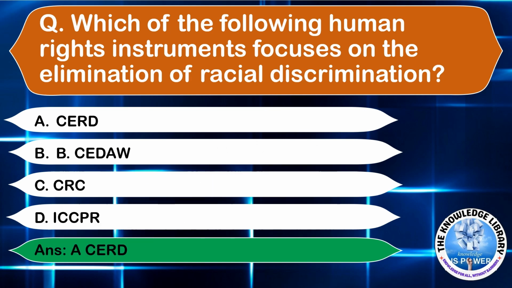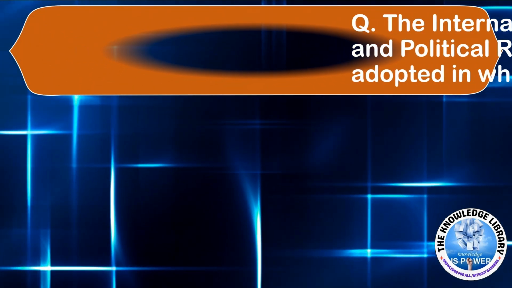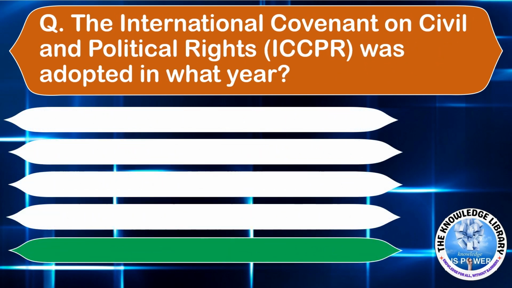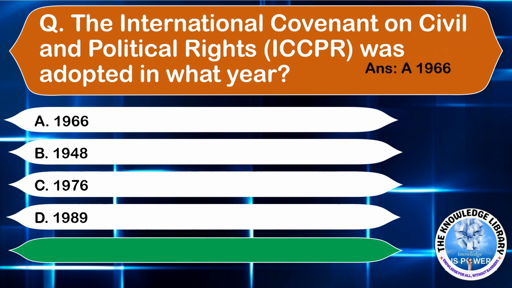Next question is, the International Covenant on Civil and Political Rights was adopted in what year? Option A, 1966. Option B, 1948. Option C, 1976. Option D, 1989. Correct answer is option A, 1966.